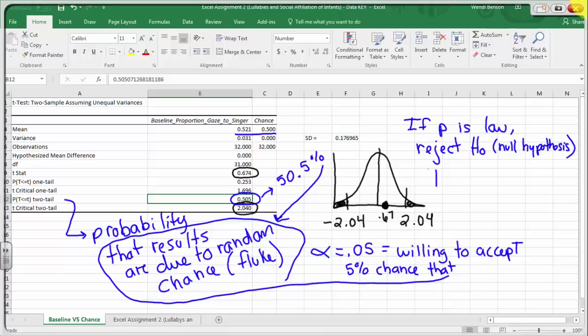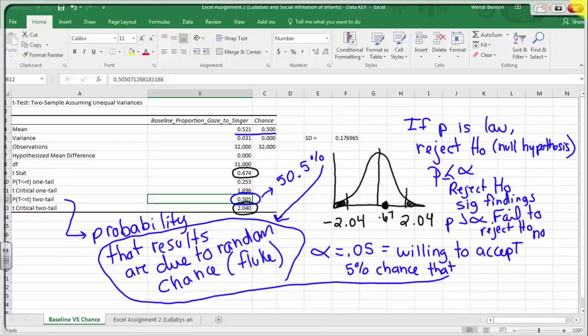So if P is less than your alpha level, you can reject the null and say that you have significant findings. But if P is greater than alpha, and let's do less than or equal to here, if P is greater than alpha, then you fail to reject the null and you have non-significant findings.